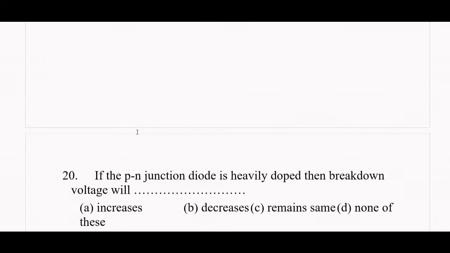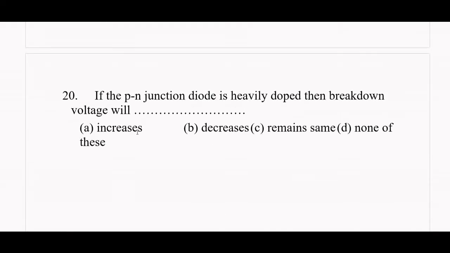Now moving on to question number 20. If the PN junction diode is heavily doped, then breakdown voltage will A. Increases, B. Decreases, C. Remains the same, or D. None of these. So the answer is decreases. If the PN junction diode is heavily doped, then breakdown voltage will decrease. So the correct answer is B.